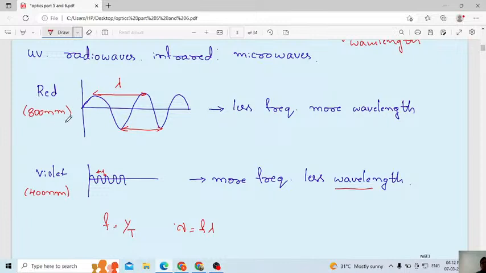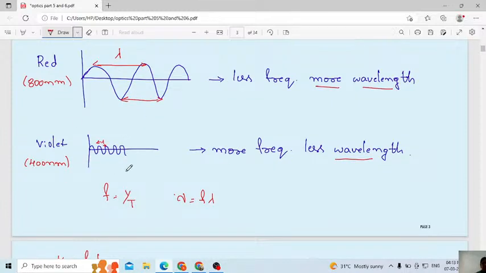Then here, red color, what is the wavelength? 800 nanometer. Violet, 400 nanometer. Red color, because of the more wavelength, has less frequency. Frequency is nothing but the number of oscillations per second, otherwise how many waves it will form per second. In red color, only a less number of waves form per second. Therefore the frequency is less compared to violet. For violet, the number of waves formed per second is more, therefore the frequency is more.